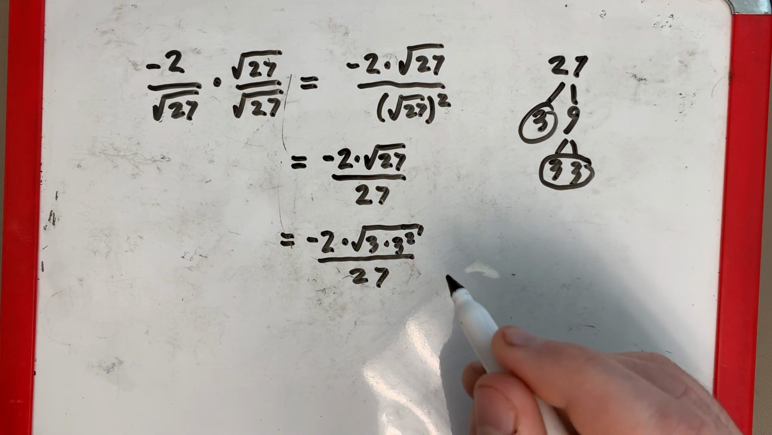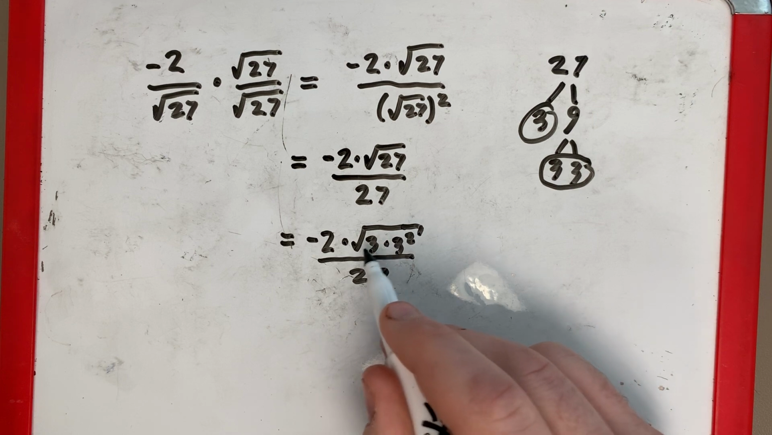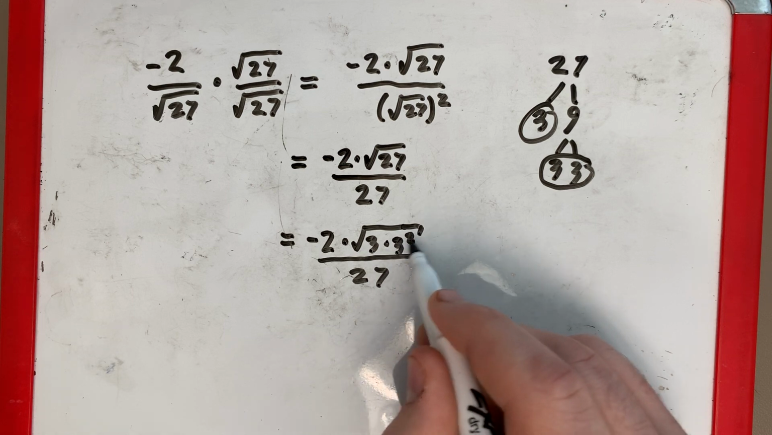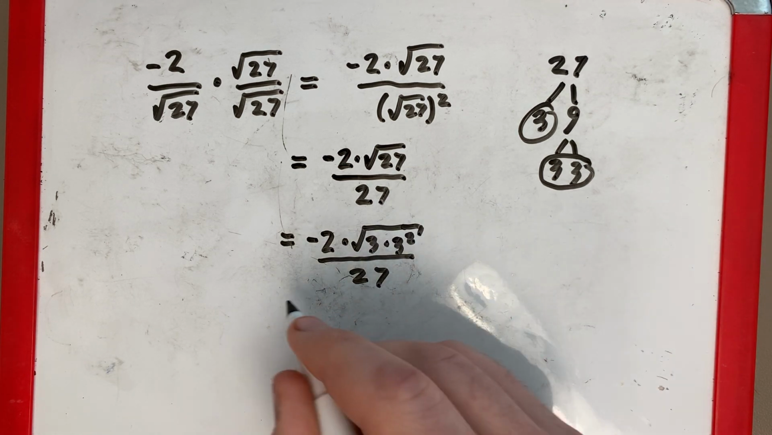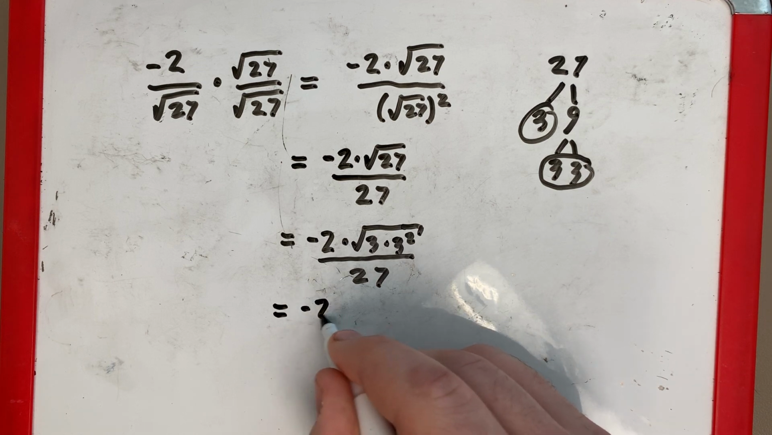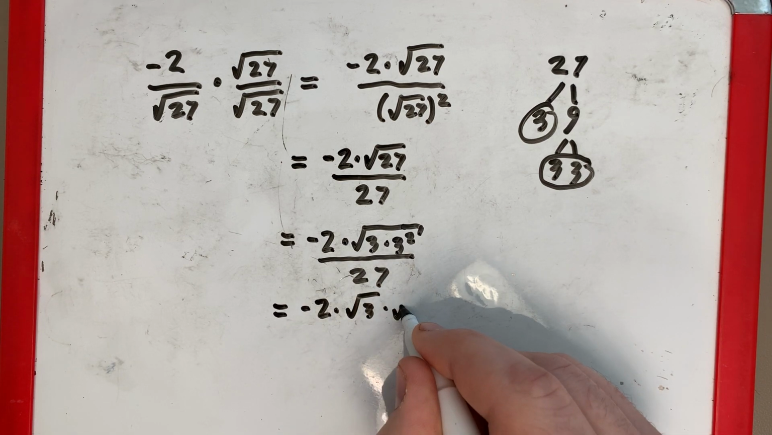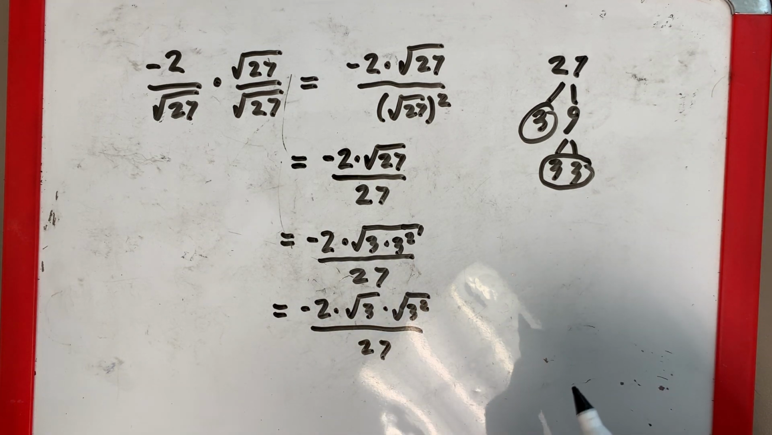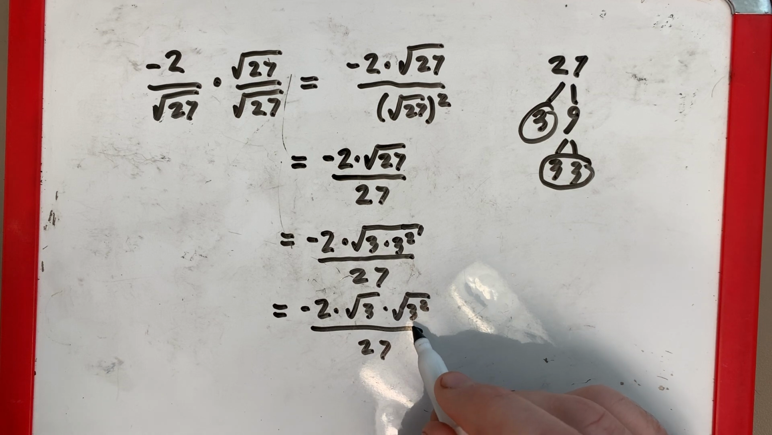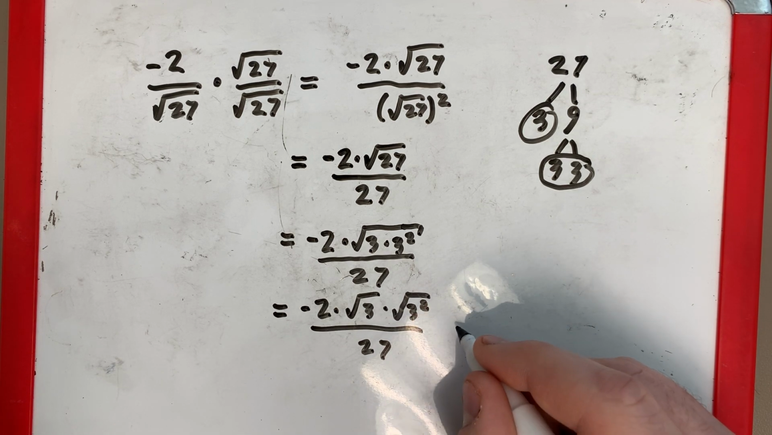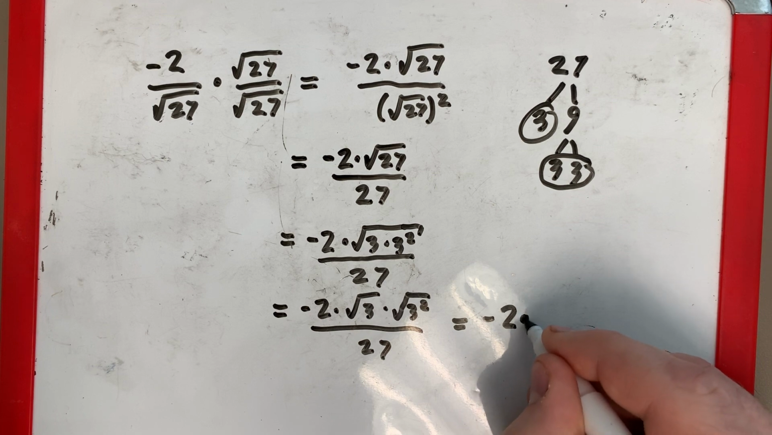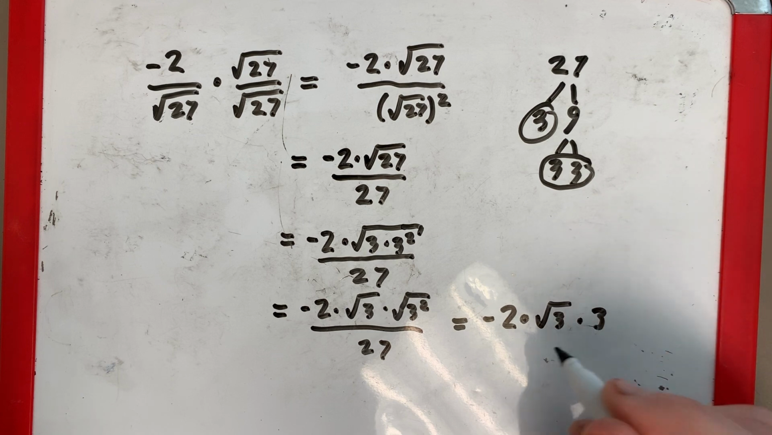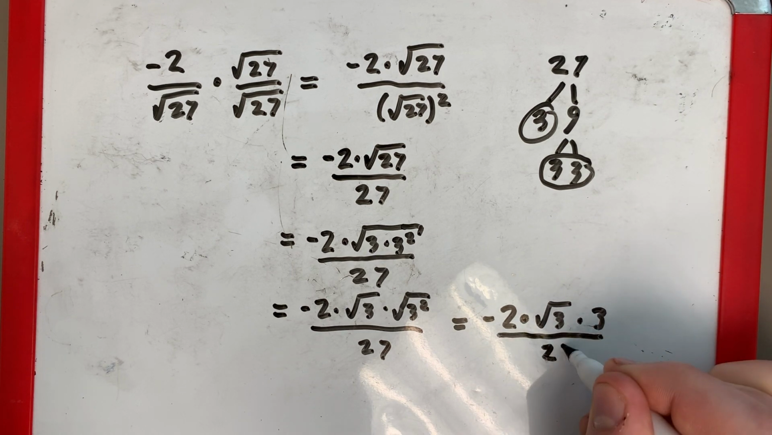So far, so good. And now I can use the product rule for radicals. So I can break this up into 2 separate radicals and cancel off this 3 squared. So I have minus 2 times square root of 3 times square root of 3 squared, all over 27. Okay? So, as I mentioned before, the 3 squared and the square root cancel off, and that leaves us with minus 2 times square root of 3 times just 3. 3 is not inside a radical anymore. And now this is all over 27.